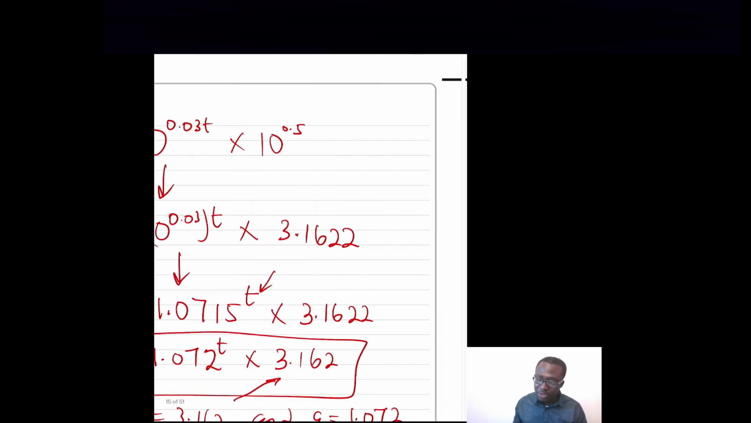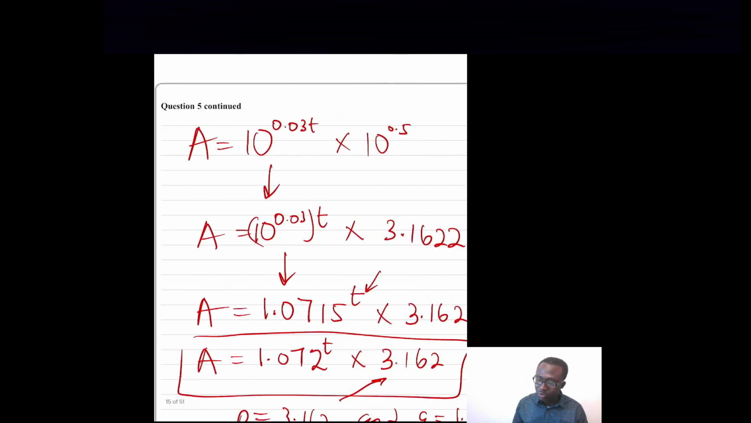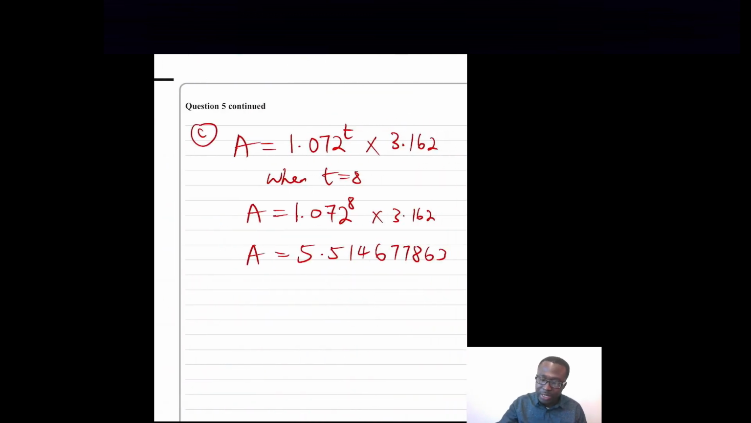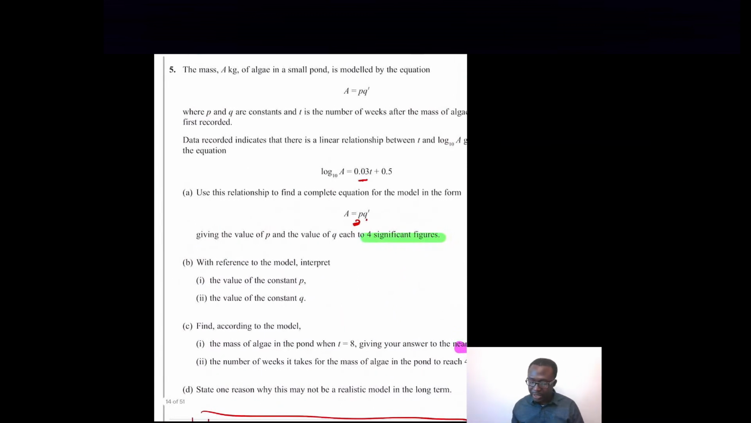5.514677863. But then the question says to make sure our answer is rounded to the nearest 0.5 kg. So we go back to our question, and that should be just 5.5. So A will be 5.5 kg, and that is the C part of the question. So that's C(i). Then the question says to work out the number of weeks.